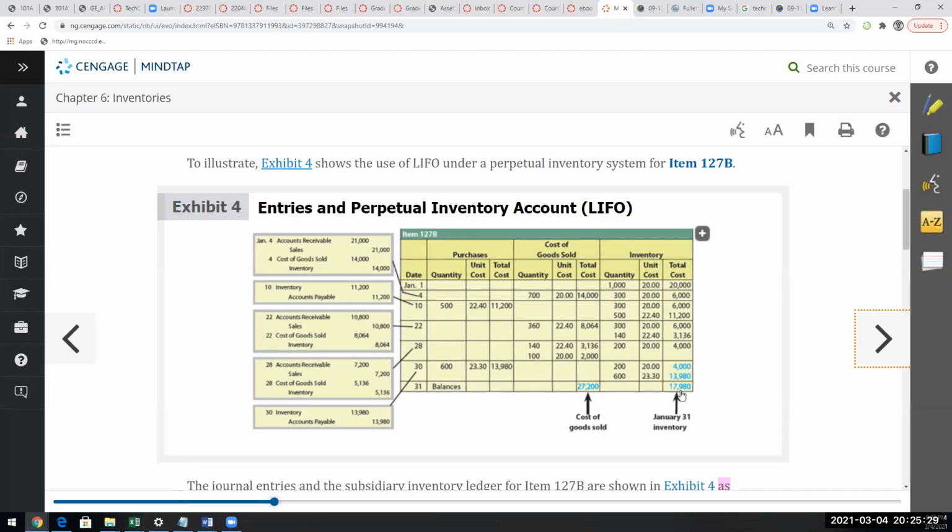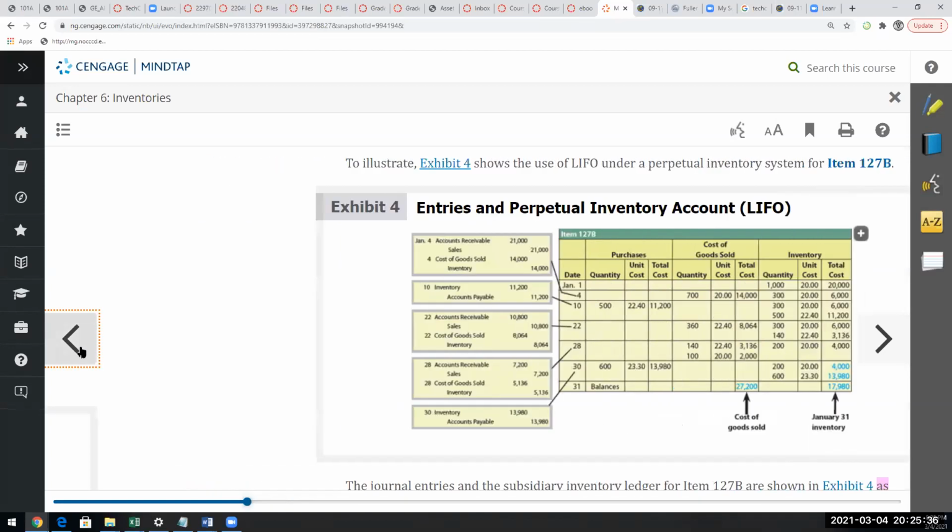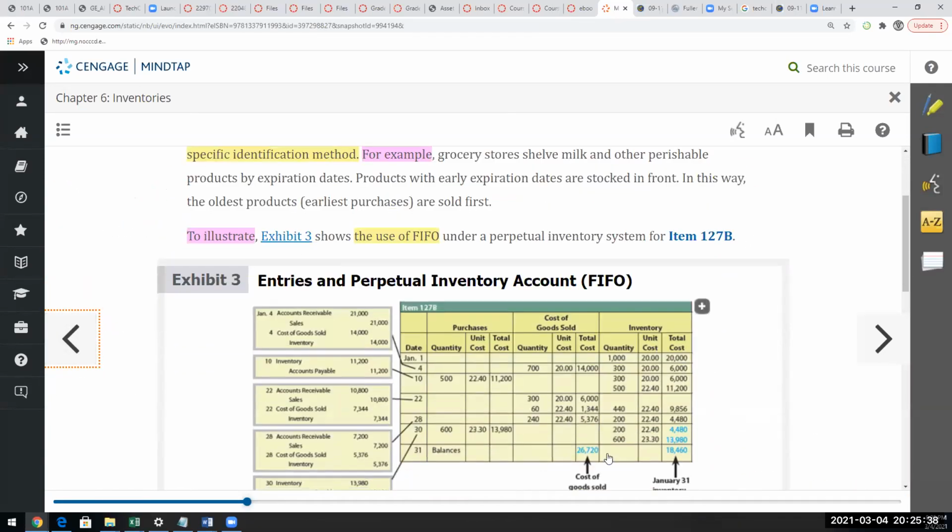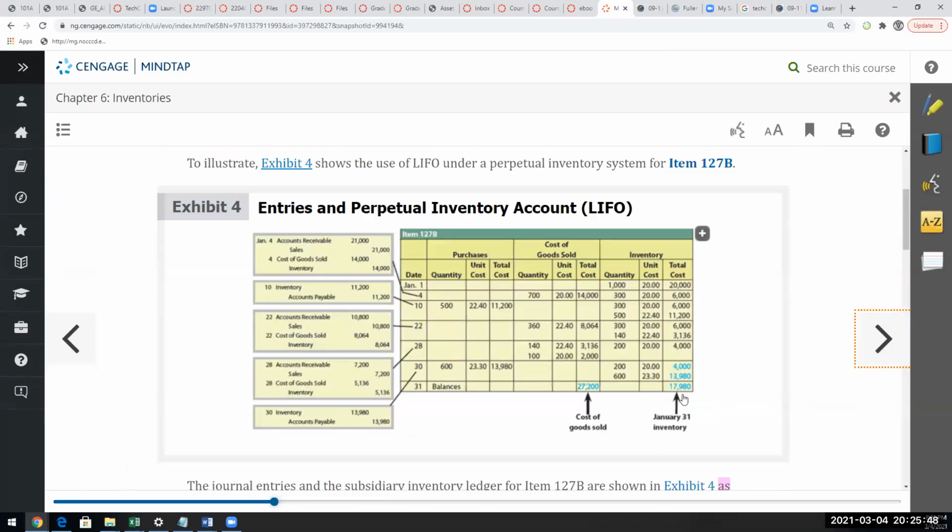So this is $17,980, and the cost of goods sold is 27. So let's go compare and contrast. This was 27 on the LIFO, and this is 26. That's a different number. This is 18,000, and this over here is 19 or 17,000. Very different numbers. So I'm going to pause right now to see if you have any questions on the FIFO and the LIFO. Because now we're going to do average cost.